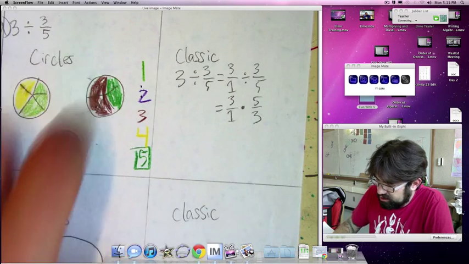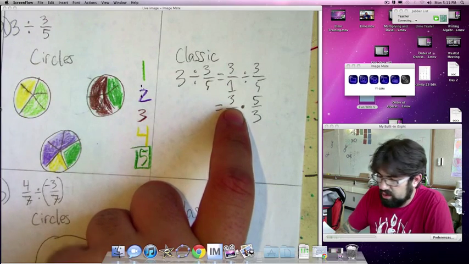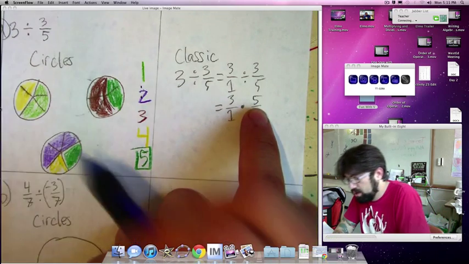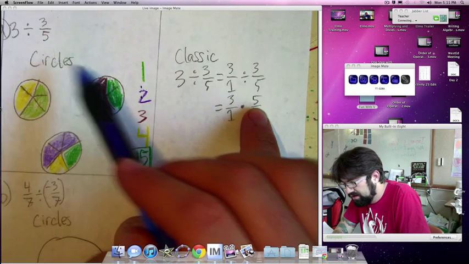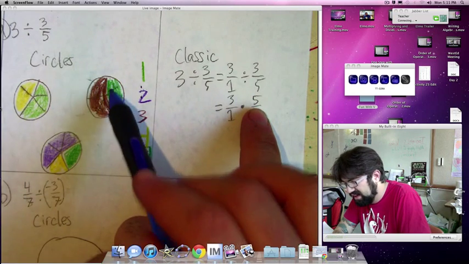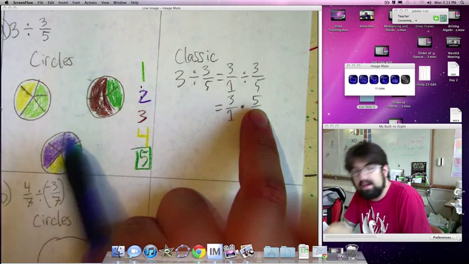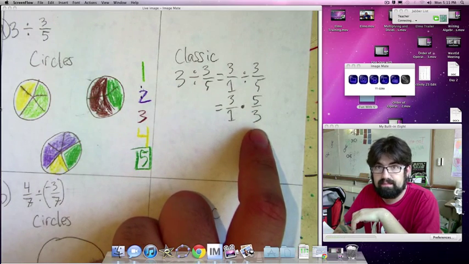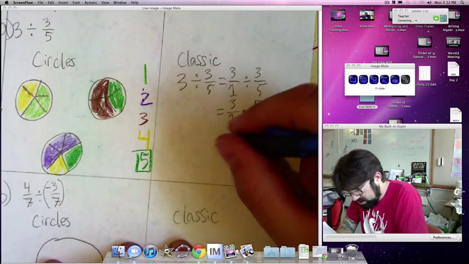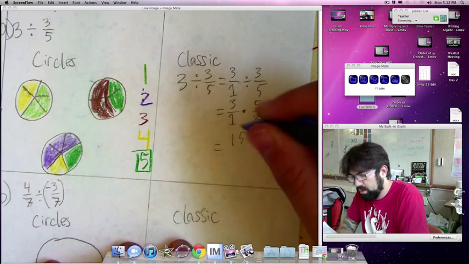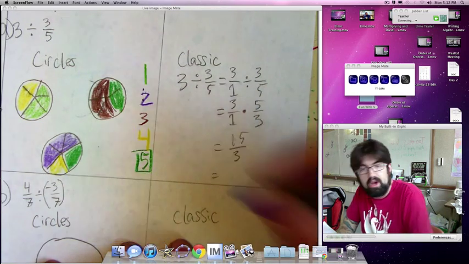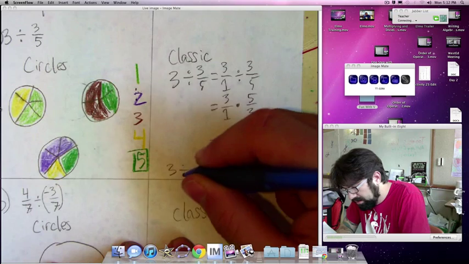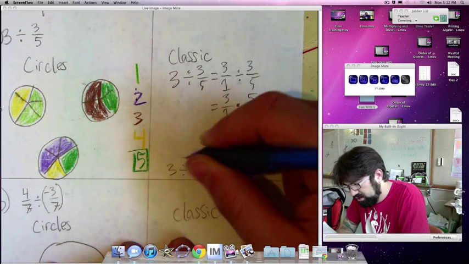Here's the main thing I think about. I broke 3 circles, that's this 3. I had 3 circles and I broke them each into 5 pieces. Count how many slices I have. 1, 2, 3, 4, 5, 6, 7, 8, 9, 10, 11, 12, 13, 14, 15 different pieces. And I took 15 and divided it by 3. Watch. 3 times 5 is 15. 1 times 3 is 3. And we all know 15 divided by 3 is 5. So 3 divided by 3/5 is equal to 5.